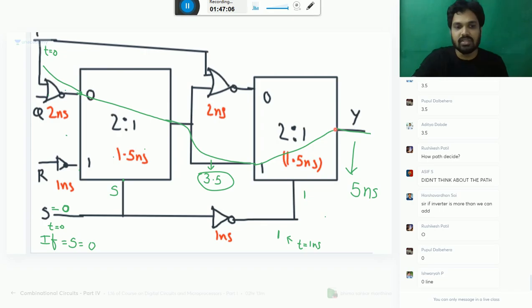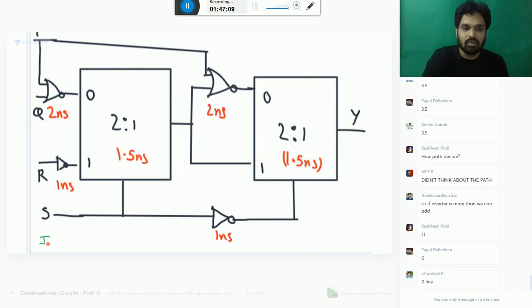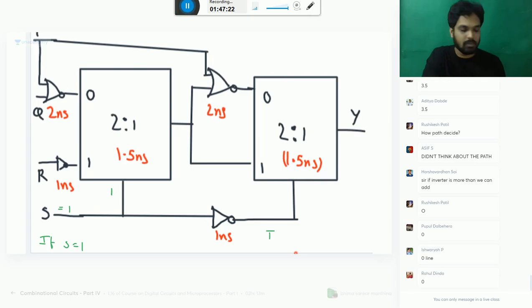Similarly, second possibility is there. What is that? If S equal to 1. When S equal to 1, what happens? If S equal to 1, this S bar, what is 1 bar?